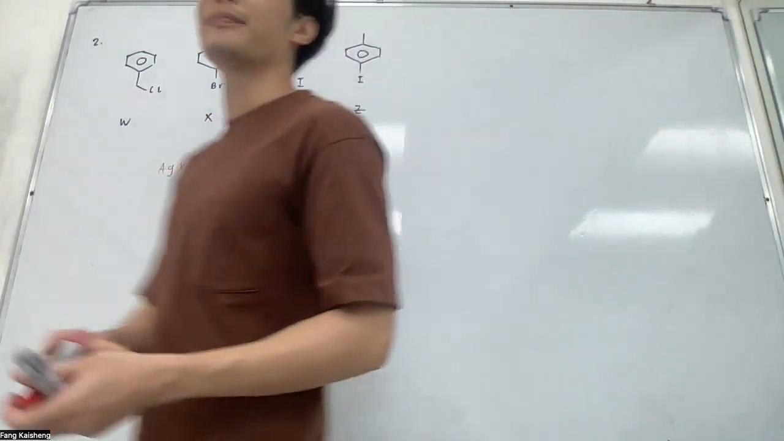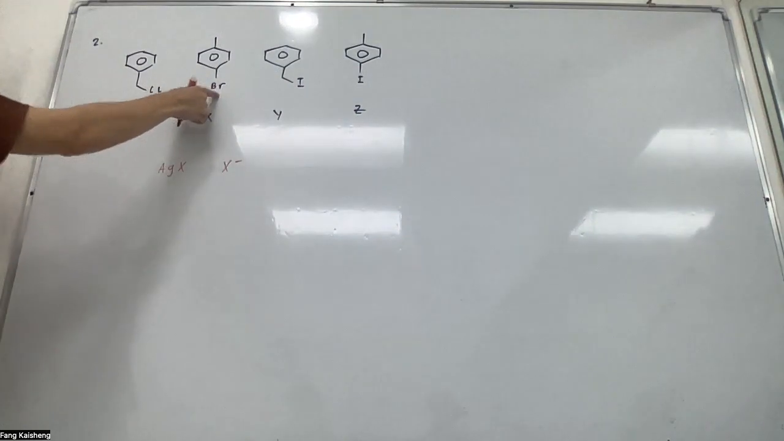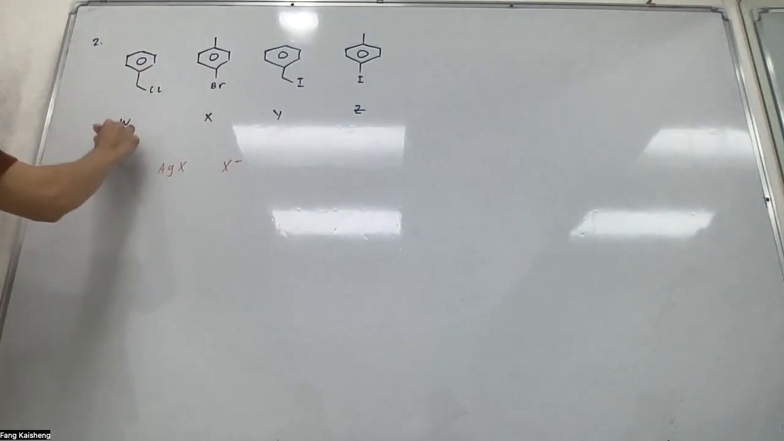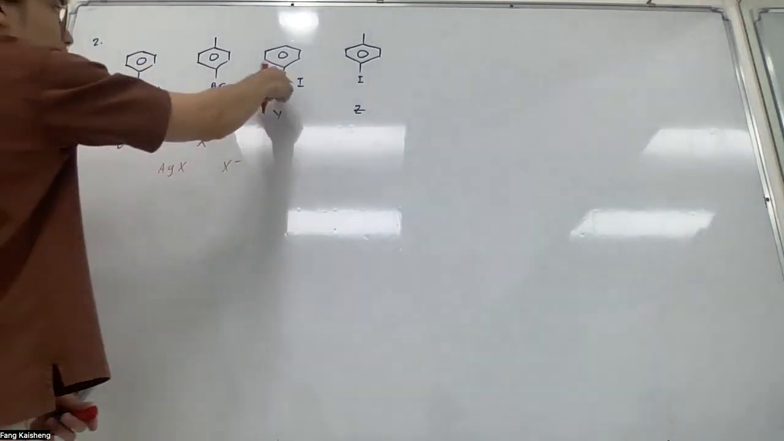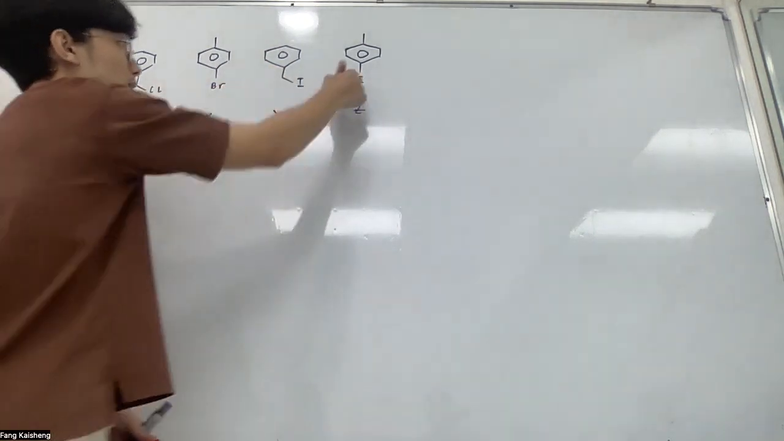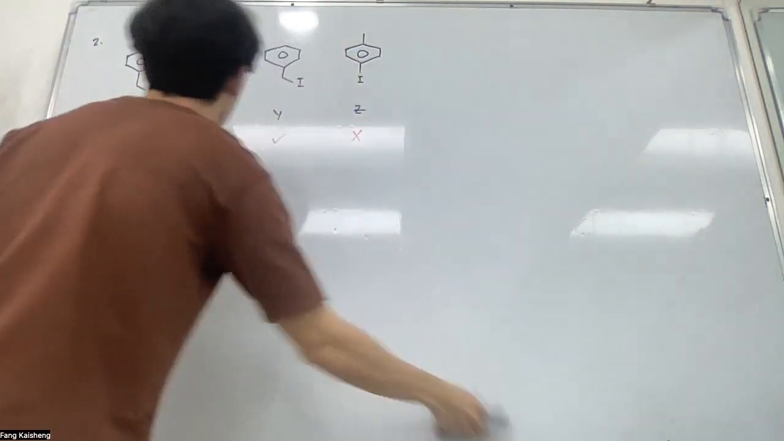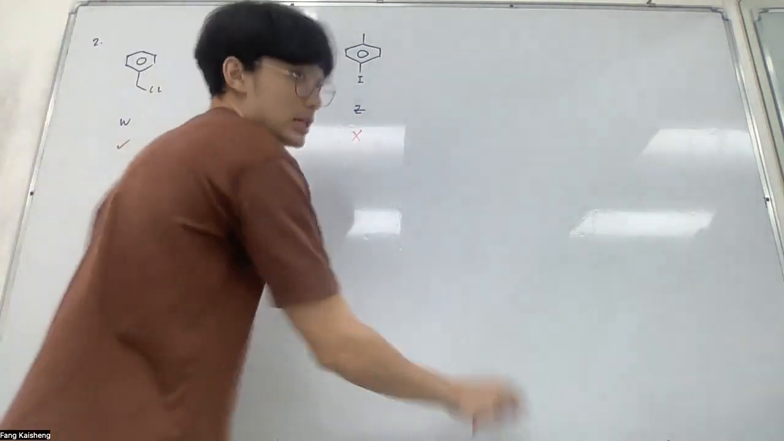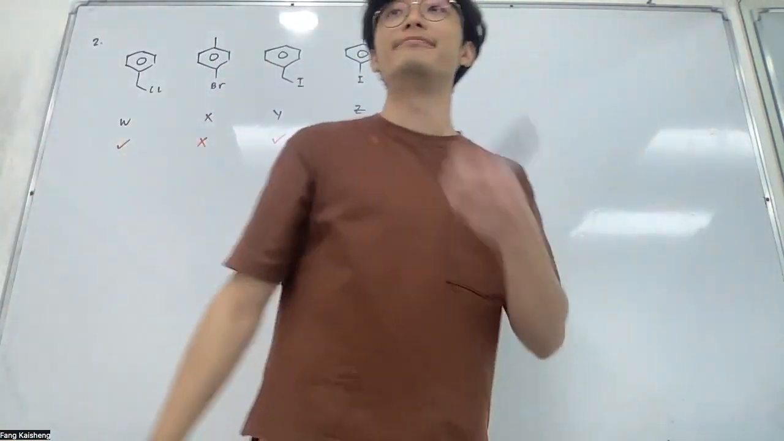Can this bond break? Can. Can this bond break? No, because it's attached directly to benzene. So this one can, this one cannot. This one is not attached to benzene, so it can; this one cannot. So X and C cannot form a precipitate, so it's correct.